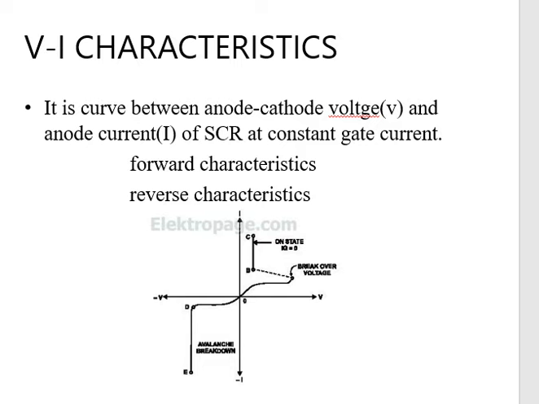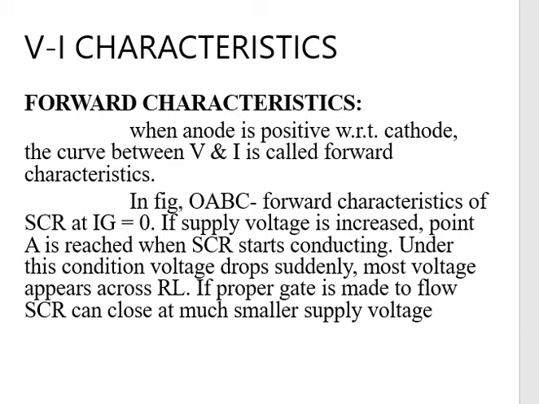In the figure OABC, it lists the forward characteristics of V-I, that is, the SCR forward characteristics at Ig equal to 0. If the supply voltage is increased, the point A is reached. When the SCR starts conducting under this condition, the voltage drops suddenly.